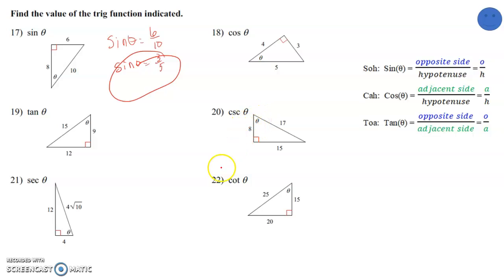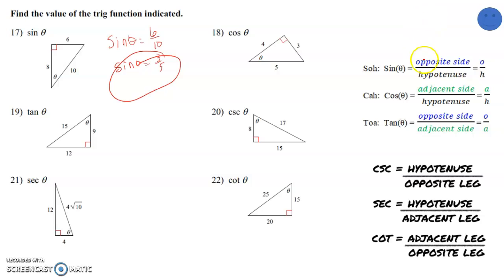All right, so for cosecant, secant, and cotangent, we've got to remember that those are just the flips of these guys right here. That's all it is. The cosecant is the flip of the sine. So if that's the case, for cosecant we're going to need the hypotenuse and the opposite. So the hypotenuse is 17. Cosecant theta is 17 over the opposite, which is 15. And I'm done. That's it.